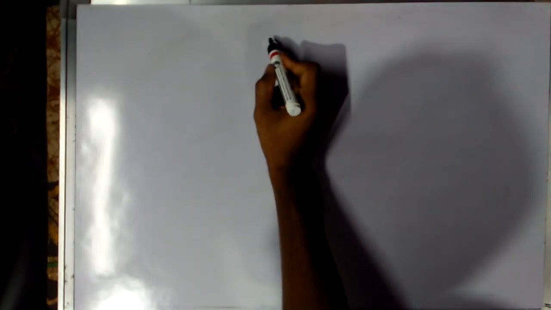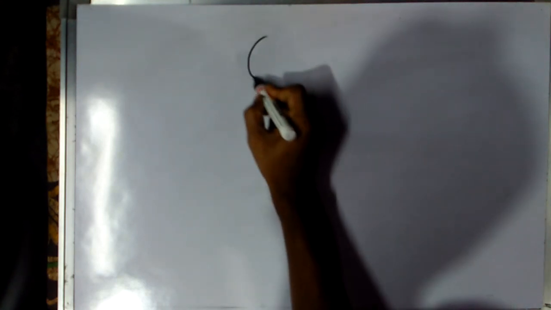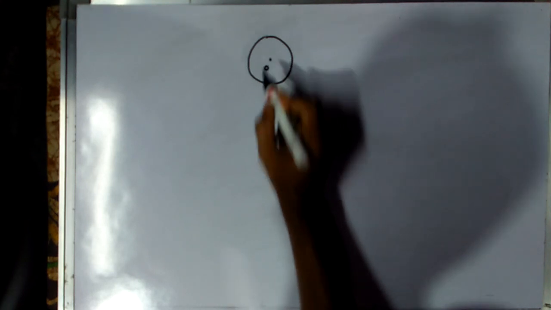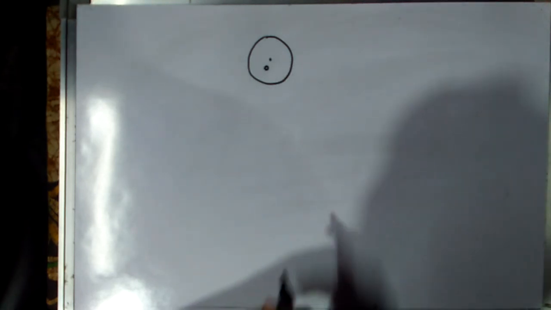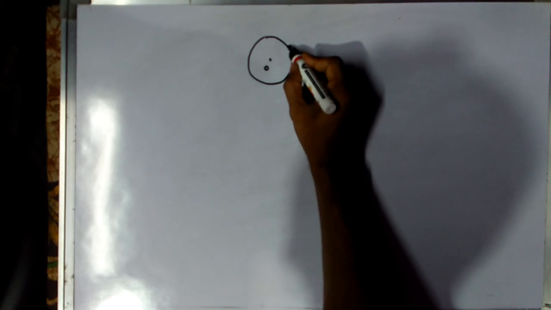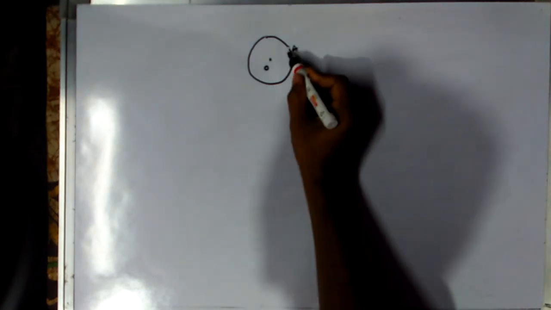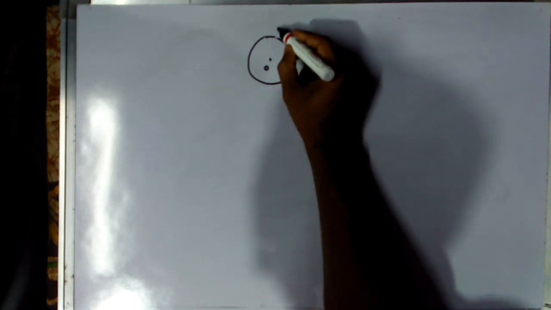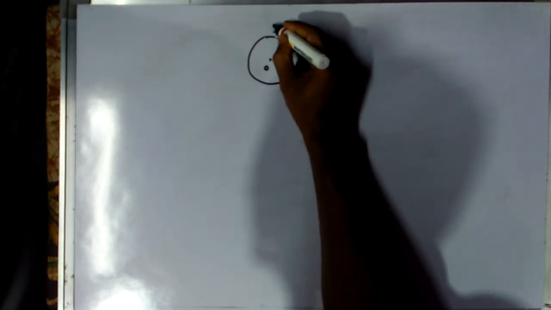So suppose a body is moving in a circular path. Okay, so this is our circular path, and suppose O is the center of the circle. Now at a certain time, the position of the body is, suppose, A, and as time passes, the body moves, and then suppose the body reaches point B.